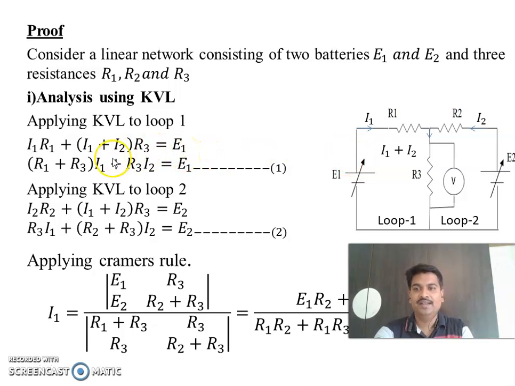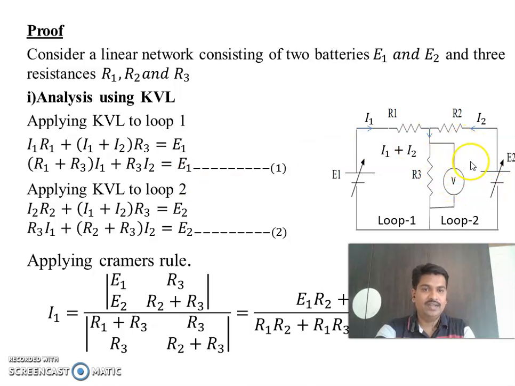That's it. Now I got this equation. Here there are two variables, I1 and I2. I will separate these two variables: I1 plus some coefficient into I2 is equal to E1. We got equation 1.